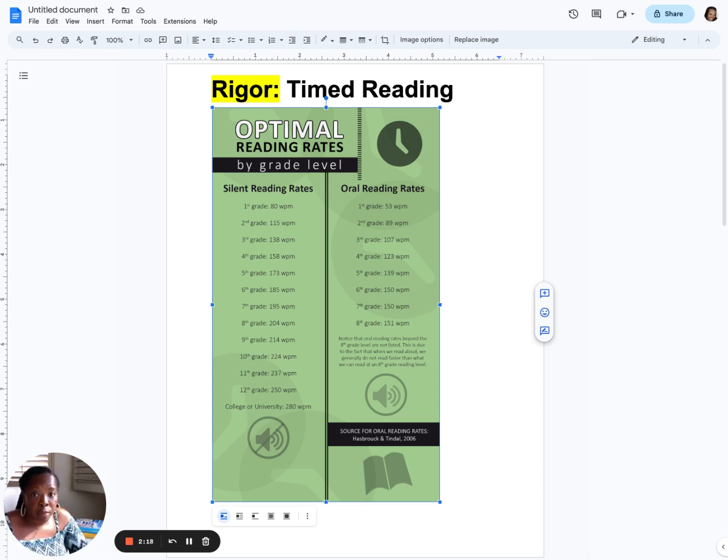This also helps support students for the SAT. The SAT is a timed test. I'll do another video on that at another time. But this is helping to prepare students for the amount of reading they're going to do in college. It helps to prepare students to be successful on the SAT.